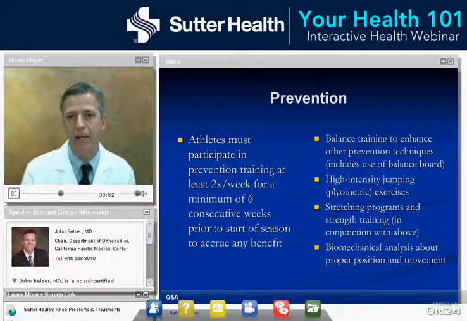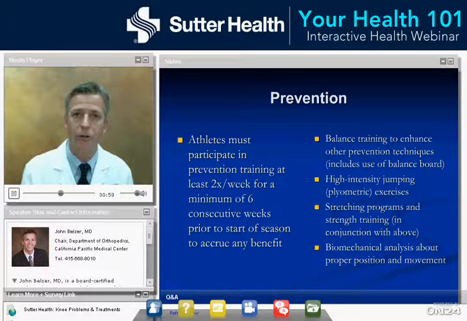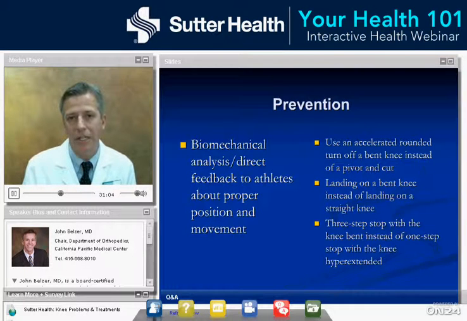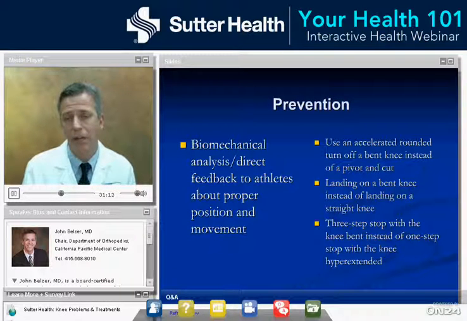And then what about biomechanical analysis? Well, this is important in terms of studying how people run, how people ski, and how they fall during these activities. There's a number of studies that have looked at how people injure themselves during activity. For instance, running and landing on a straight leg tends to have a higher incidence of ACL injuries than when you land on a bent knee.